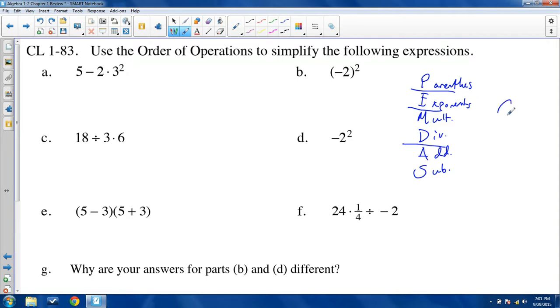So you've also probably seen it like GEMS. I've never seen it this way, but it's the same thing. Grouping, or parentheses, exponents, multiplication and division, subtraction and addition. I suppose they use that so it spells GEMS.